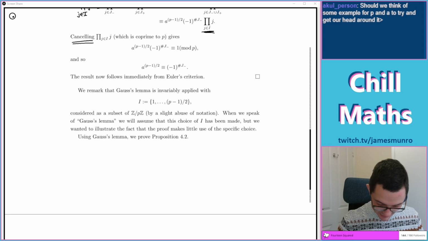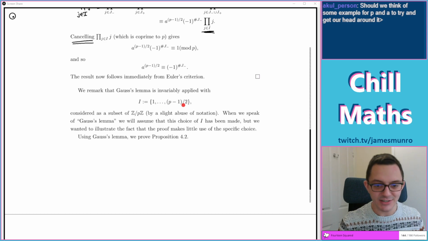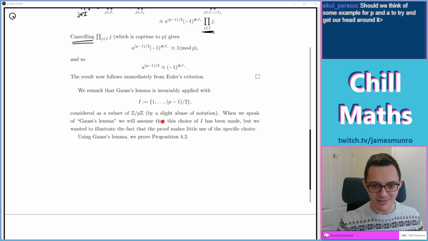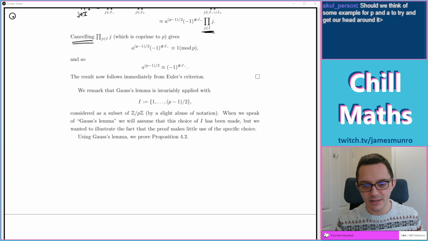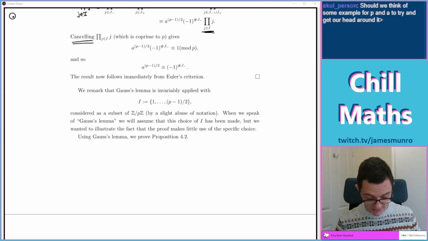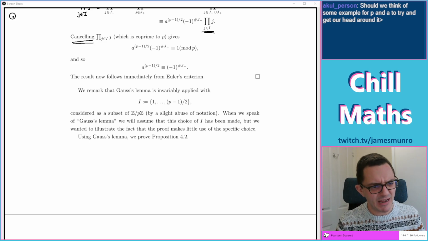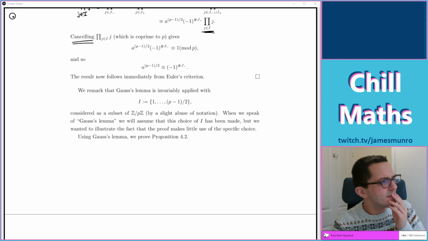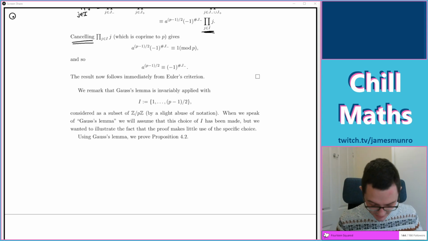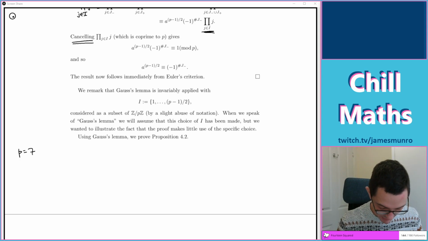Look, Gauss's lemma is invariably applied with this set. When we speak of Gauss's lemma, we'll assume this choice has been made. Okay, here we go. Let's choose a prime. How large a prime shall I pick? We tried 7 earlier. That feels about right. I think these things are going to get divided into smaller sets, and I want there to be quite a few of them. So we'll take p equals 7 and just see what happens.